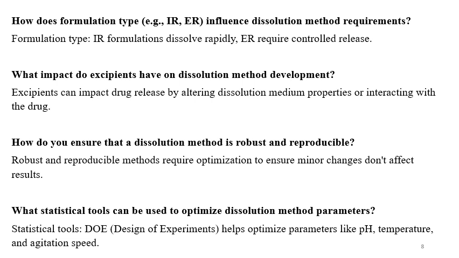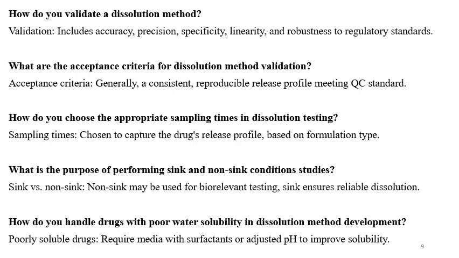Coming to the next question, what statistical tools can be used to optimize dissolution method parameters? Many statistical software are there, like DOE, design of experiments, which helps to optimize parameters like pH, temperature and the agitation speed. Also for USP apparatus 3, you can use dips per minute as a speed.